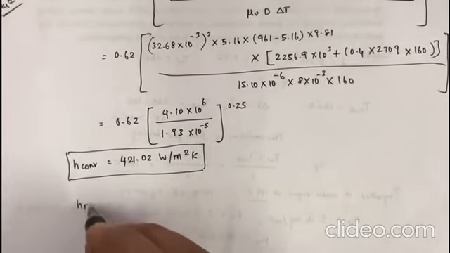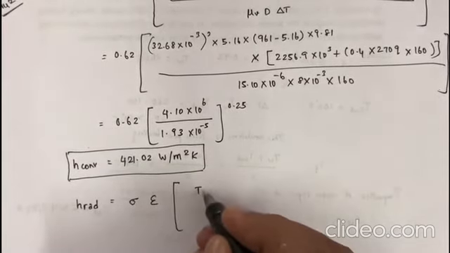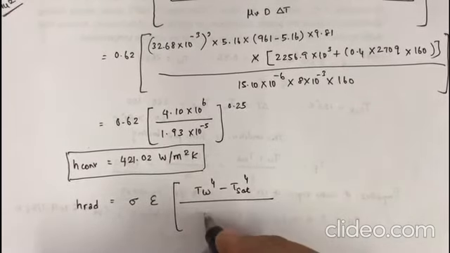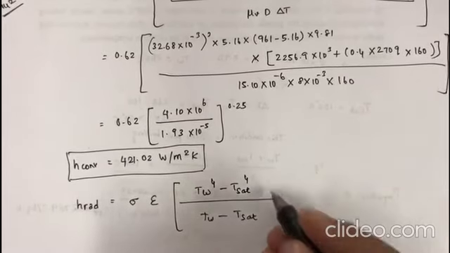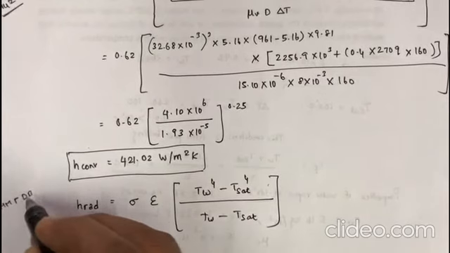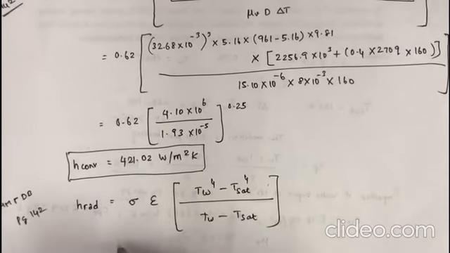Now this heat transfer coefficient due to radiation will be sigma epsilon TW power 4 minus T sat power 4 divided by TW minus T sat. So this equation is once again available from HMT data book, page number 142. So sigma is nothing but the Stefan-Boltzmann constant. So remember, this is not surface tension like we did in the previous problem. This is the Stefan-Boltzmann constant.